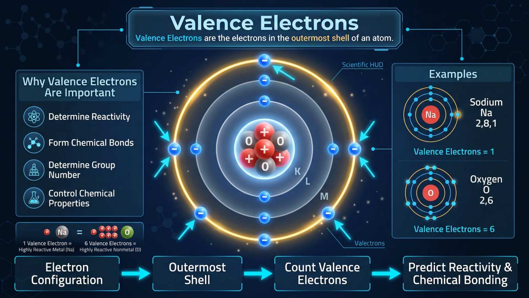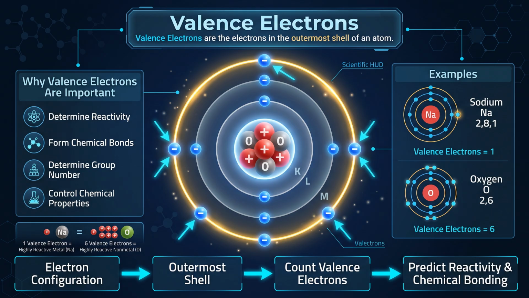A simple way to visualize valence electrons is to imagine the atom as a castle surrounded by several walls. The soldiers standing on the outermost wall are the first to meet visitors entering or leaving the castle. Similarly, the electrons in the outermost shell are the first to interact with other atoms. The electrons deep inside the atom remain protected and usually do not participate in chemical reactions.